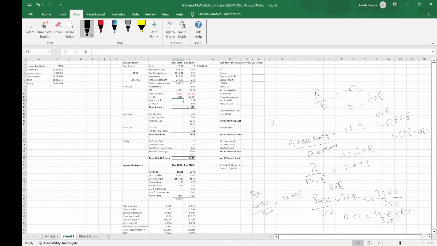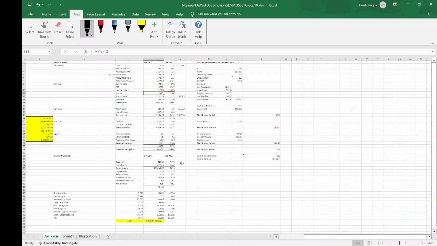Okay. Now special tools and goodwill. I think this should be special tools and goodwill, again in a ratio of something. Yeah, special tool is, we can check what is left.